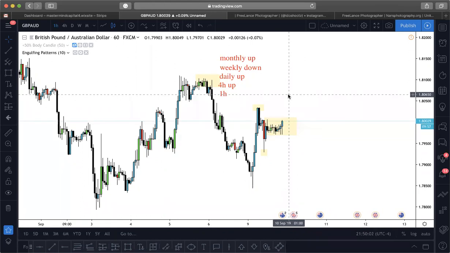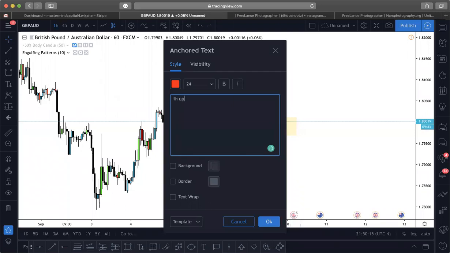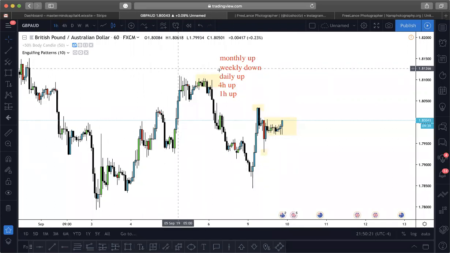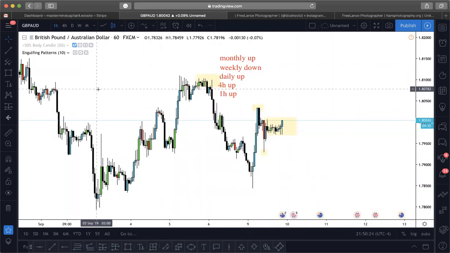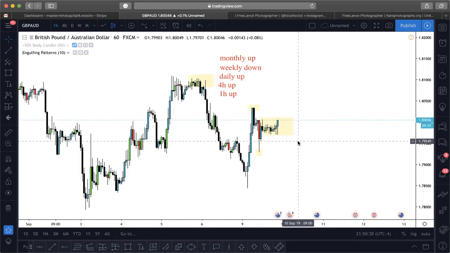So just from this top-down analysis of the different time frames, you could see that the overall direction of the market is up, right? The overall direction of the market is up, because the monthly is up, the weekly down, the daily up, the 4 hour up, and the 1 hour up, right? Now that you have this information, you have to tell yourself, okay, this pair or this market, longs would be in my favor, right?